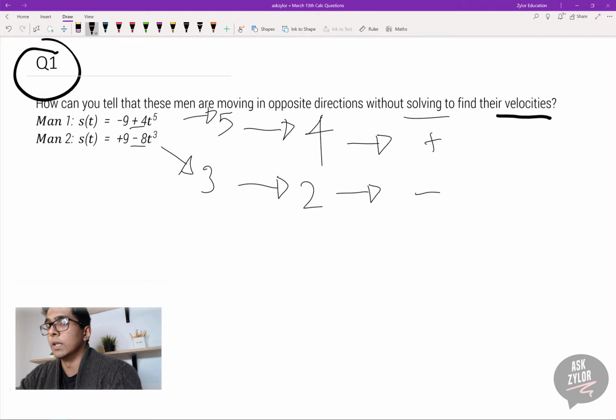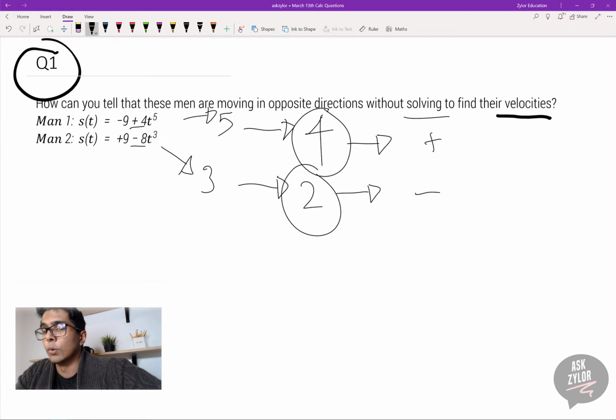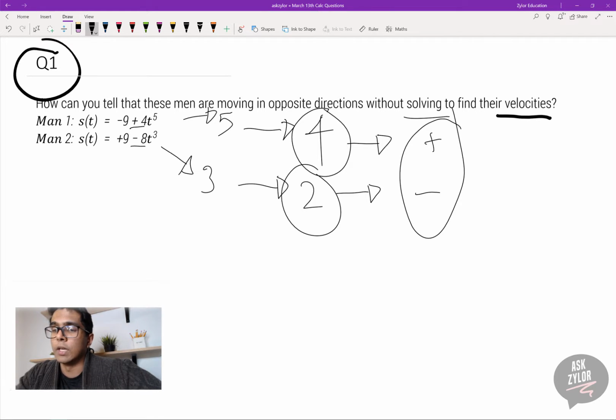So what this means is that when I look at my velocity, my derivative of each of these functions is going to have the highest exponent of 4 and 2. So the only factor that's going to affect my positive or negative sign is going to be the +4 and the -8. So what I have is my velocity is going in opposite directions, and then if I were to take the derivative of each of these constants, it's going to be 0. So they're not really going to affect my answer at all.